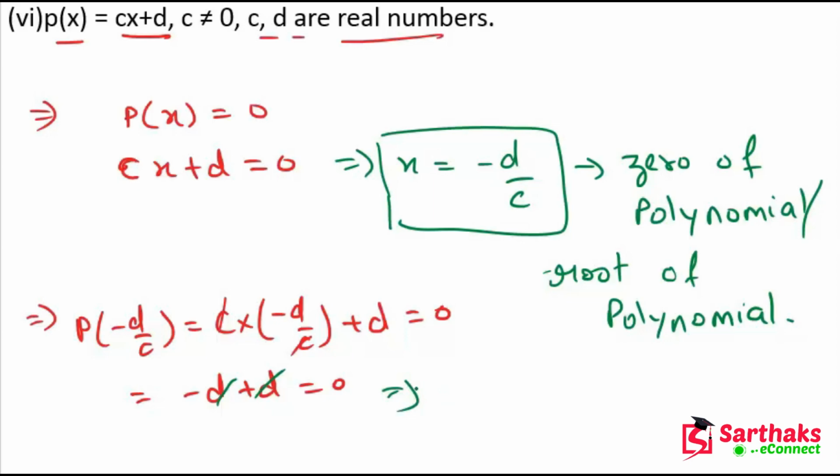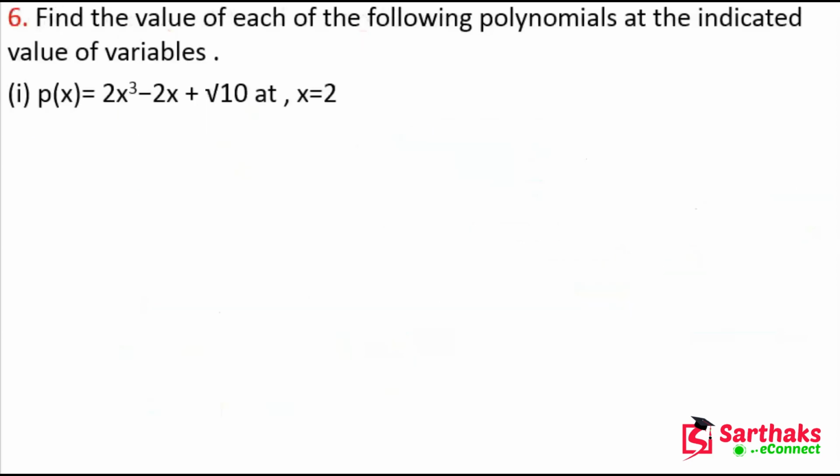I hope you understand these things. Now the next question is to find the value of each of the following polynomials at the indicated value of variables. Let's suppose we have a polynomial 2x cube minus 2x plus root 10, and we have to find the value of this polynomial at x is equal to 2.